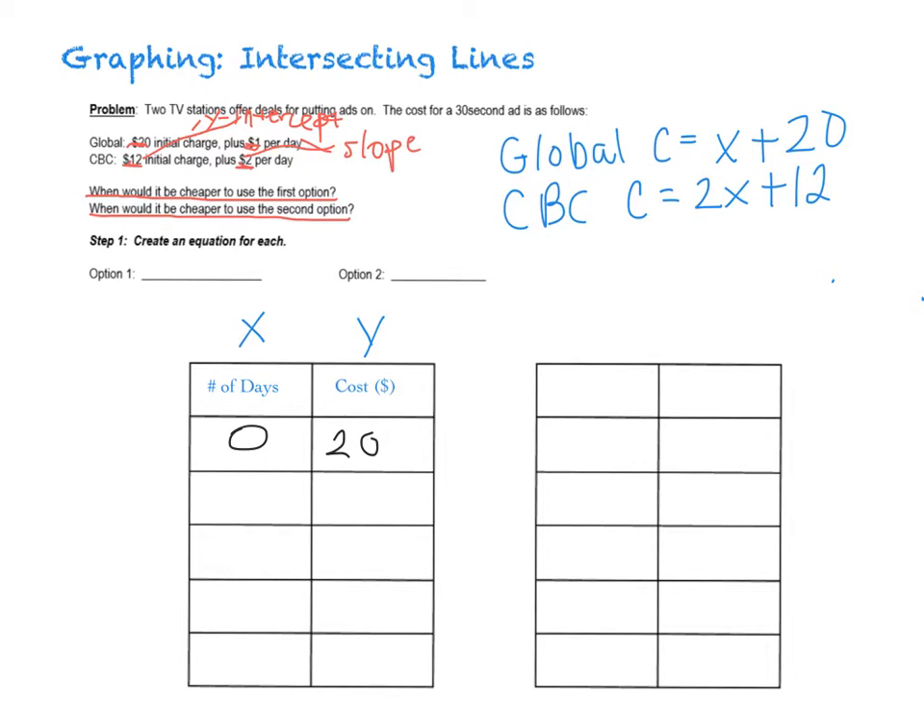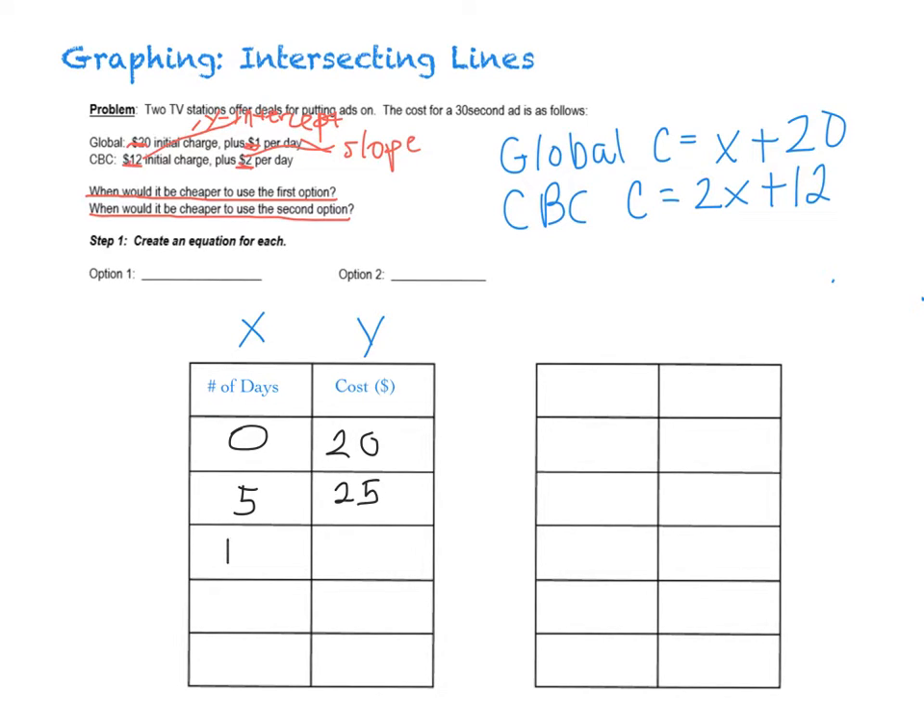And then, as I said, I'm going to go by 5, so this is going to be 5. So remember, it's $1 per day, and so I'm going to get the answer of 25 because $1 a day for 5 days is $5 plus the initial charge gives me a total of 25.